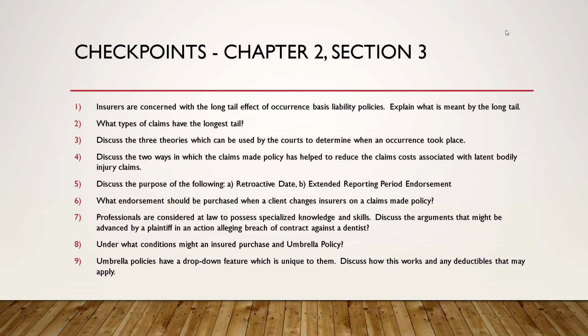So under professional liability, number 7, professionals are considered at law to possess specialized knowledge and skills. Discuss the arguments that might be advanced by a plaintiff in an action alleging breach of contract against a dentist. The plaintiff may allege that the professional failed to perform at the required level. And then there are three recognized levels of performance.